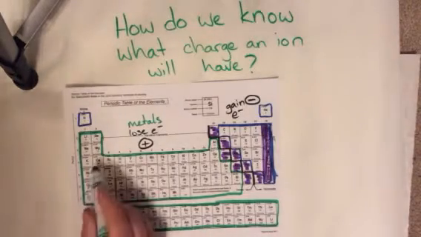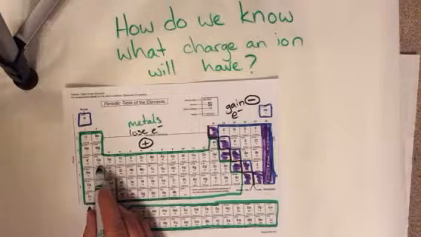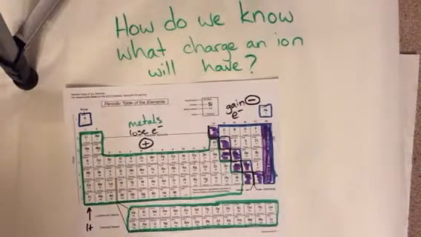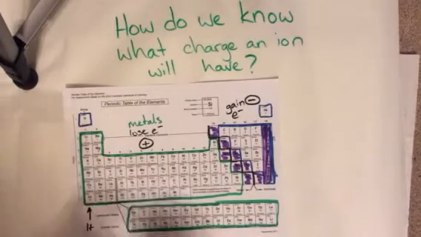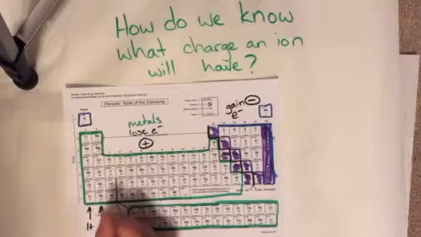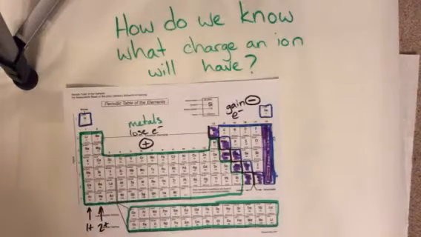Now, if you look at calcium, which has 20 electrons, it has to lose 2 electrons to be like argon. So guess what? It's going to have a 2+ charge. Group 1, +1. Group 2, +2.